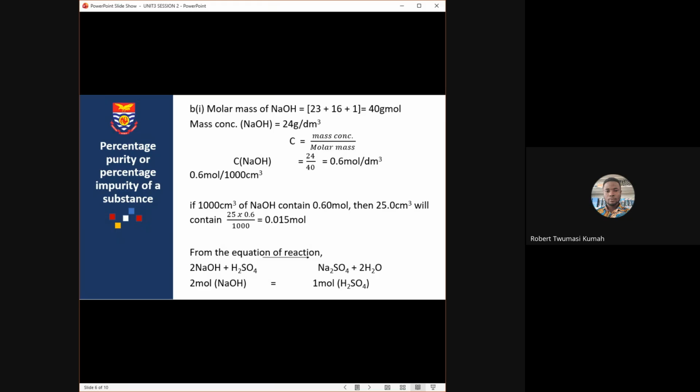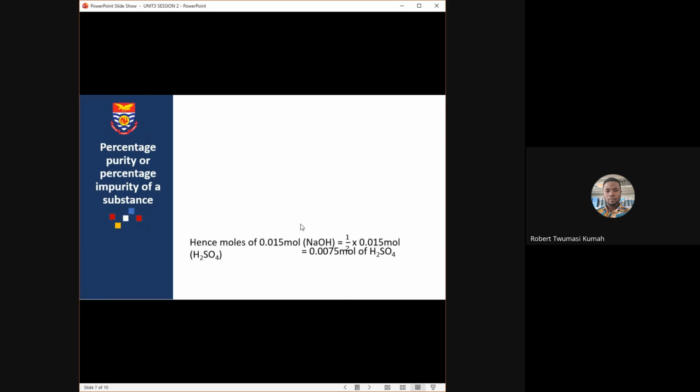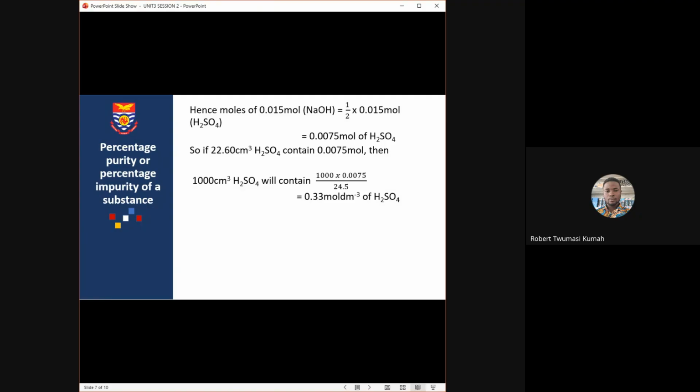so George gives half of what Charity gives straight away. So from this, we can just tell that the number of moles of the sulfuric acid in the average titer is half of this, half. And that gives us an answer as 0.0075. Please, do we understand this? Yes, sir.